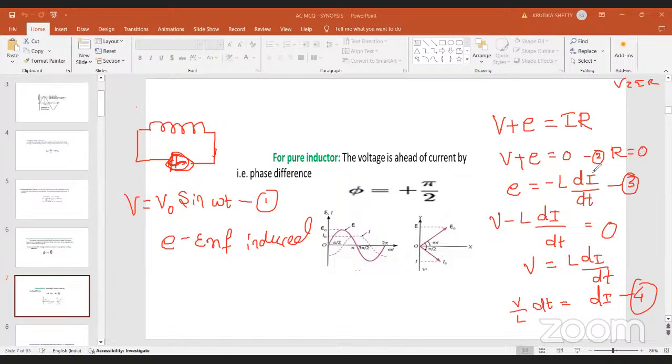Now, according to the self-inductance formula, E is equal to minus L di by dt. Therefore V minus L di by dt is equal to 0, which implies V is equal to L into di by dt. Just rearrange the terms. What do we get? di is equal to V by L into dt. Still equation 4. If any doubt is there, please ask.